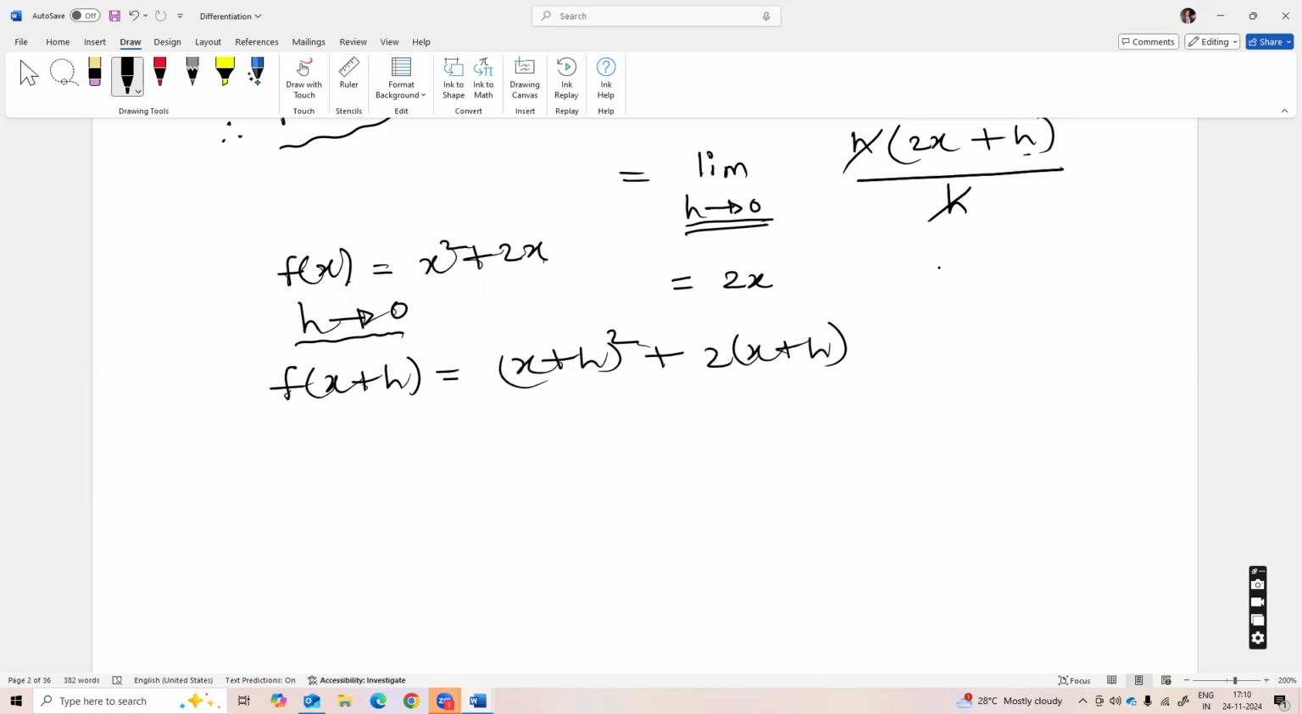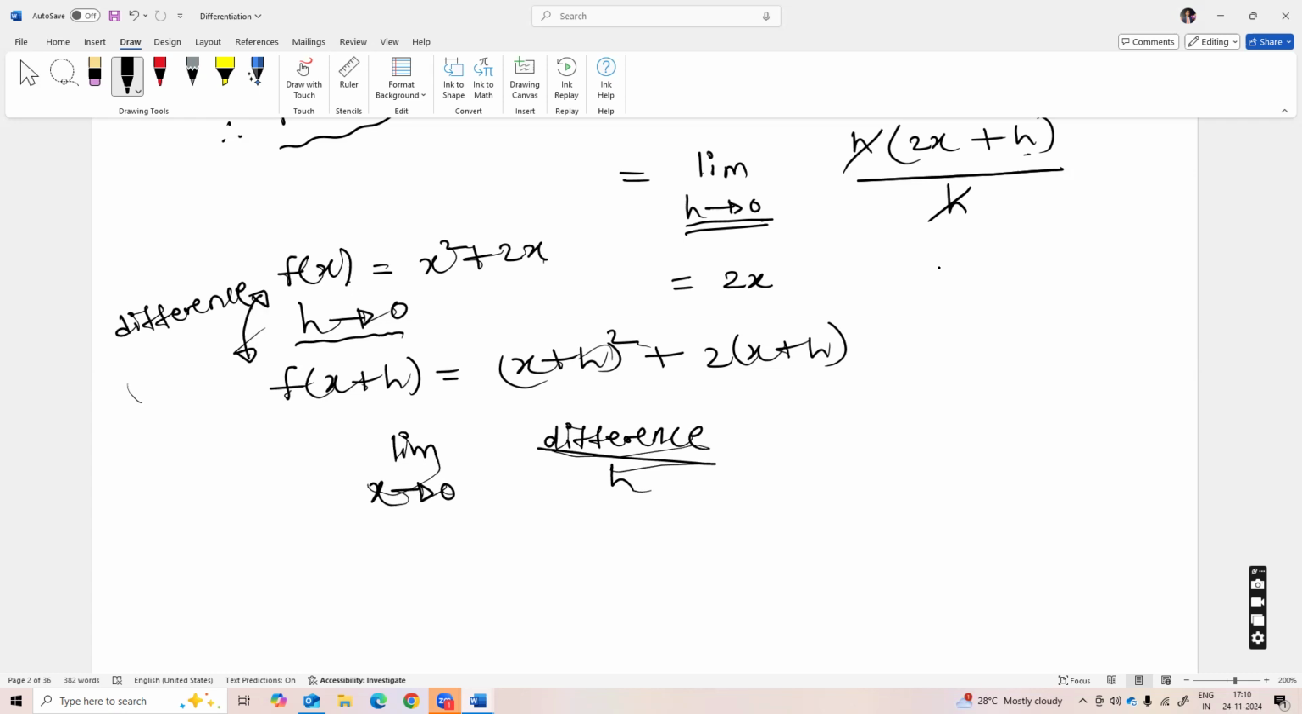Now you are finding the difference, since you are subtracting f of x from f of x plus h, basically you are finding the difference in these two values. So according to the definition, limit h tends to 0, f of x plus h minus f of x, that is the difference or increment or decrement in this function, divided by h.